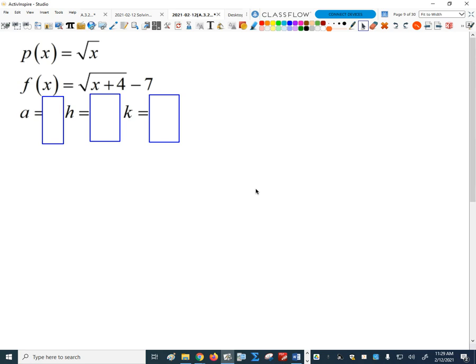So what's being multiplied by the square root? Yeah, what number is being multiplied by the square root there? Is it negative 7? No, we're adding a negative 7.